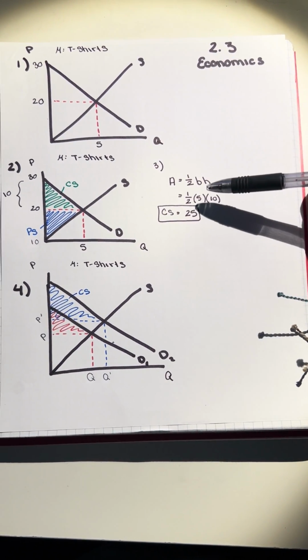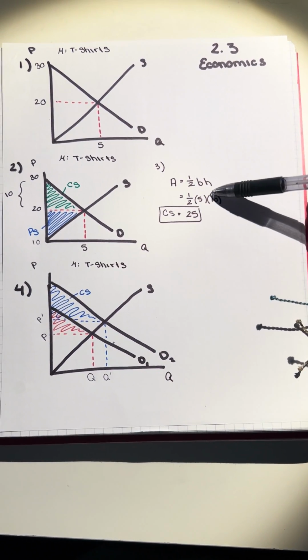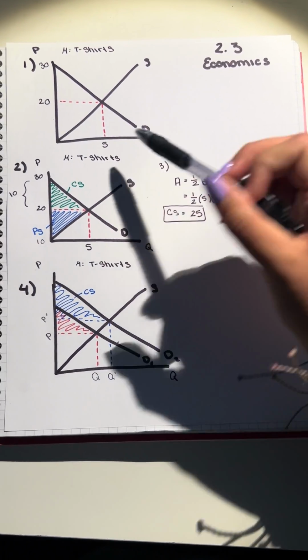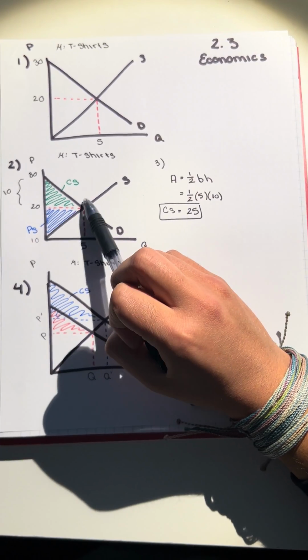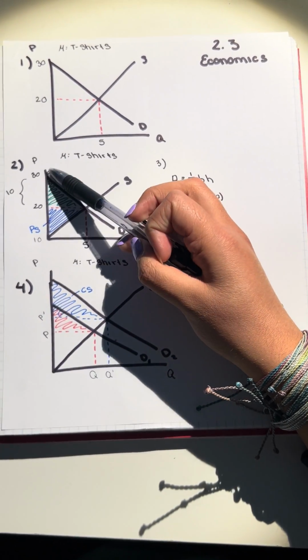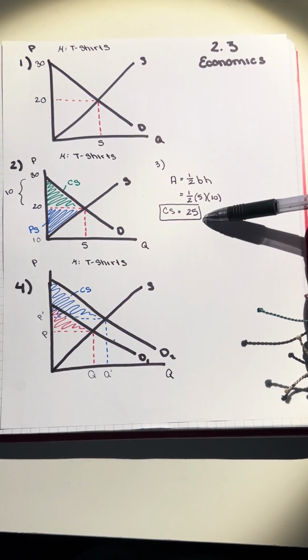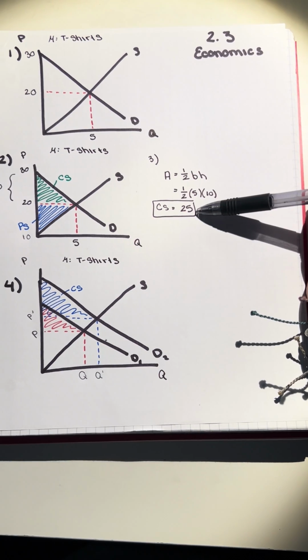Then moving on to calculating the area of consumer surplus, this is just looking at the triangle and plugging into our formula. Our base would be the quantity, which in this case is 5, and then the height would be the consumer surplus we found earlier, which is the difference. Plugging that in, you would get your consumer surplus.